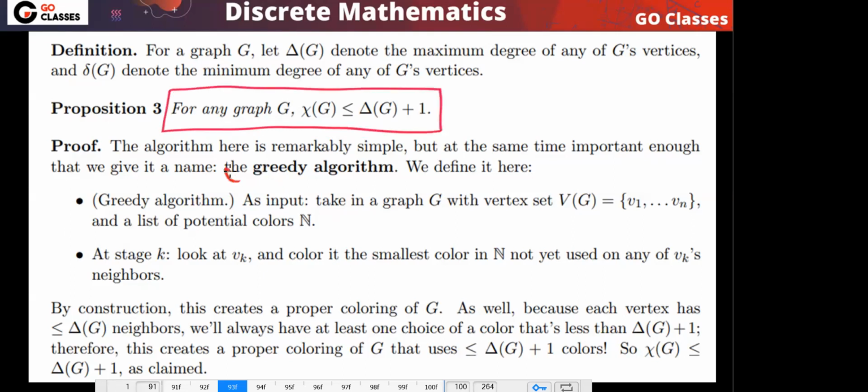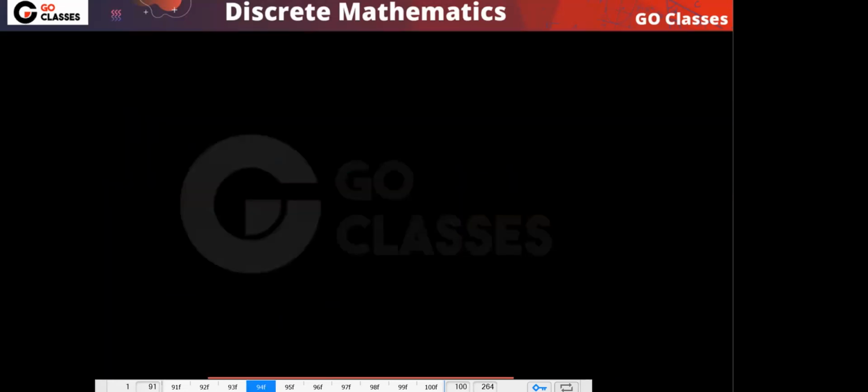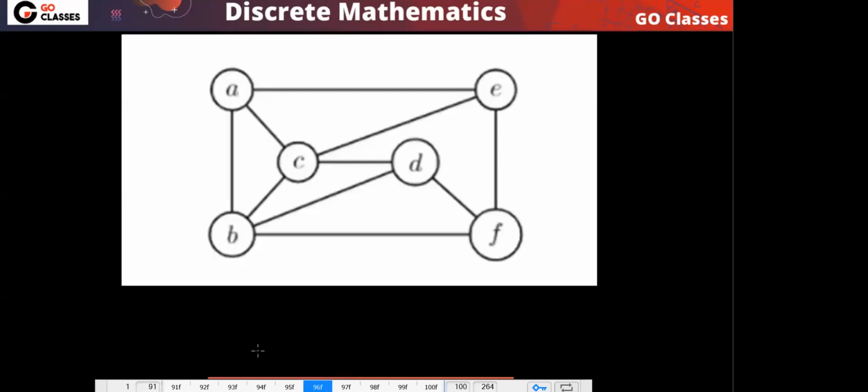So the greedy algorithm we have already seen. What is a greedy algorithm? Let's see this question. Again, we will apply the greedy algorithm. If I apply it in this order, let me start from A. Then I will give color number 1. Let me go to E. Then I will give color number 2. Let me go to F.